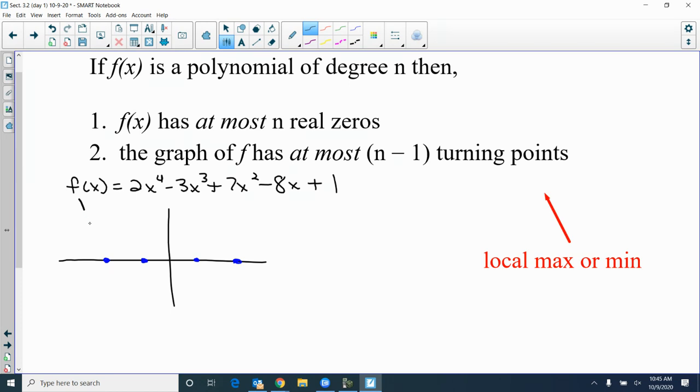So I don't know all the details, but it's got to hit those 4 points and it has to go up. How many turning points does that give us? 1, 2, 3. So you can only have 3 turning points. If you got another turning point, they would have to hit the axis again, and they can't hit it 5 times. You can only hit it 4. Okay.